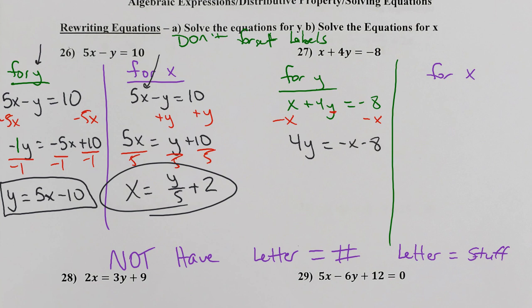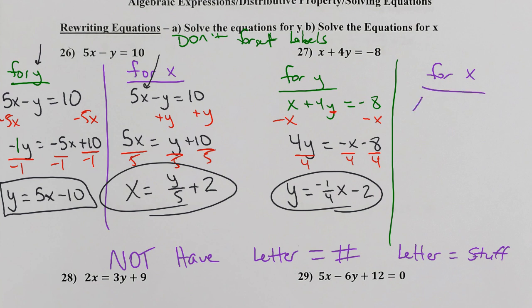Order does not matter. You can put minus 8 minus x. Now y is not by itself yet, so I divide everything by 4. I end up with y is now by itself. You can write negative 1/4 if that makes you happy. X. The x is not on the bottom. It's either next to it or it's on top with the negative 1. 8 over 4 is 2, so it's minus 2.